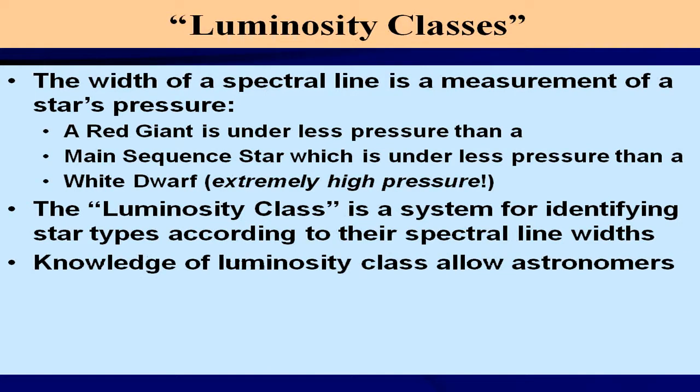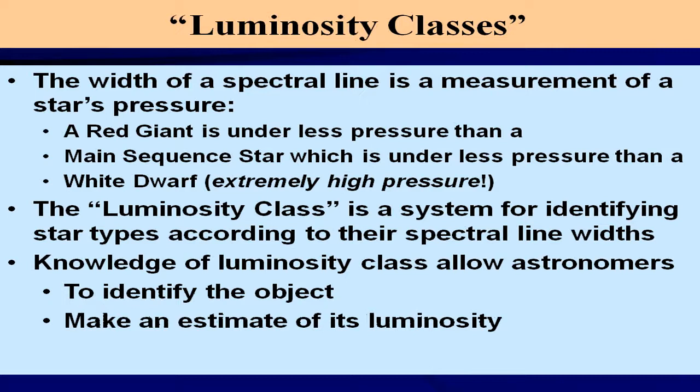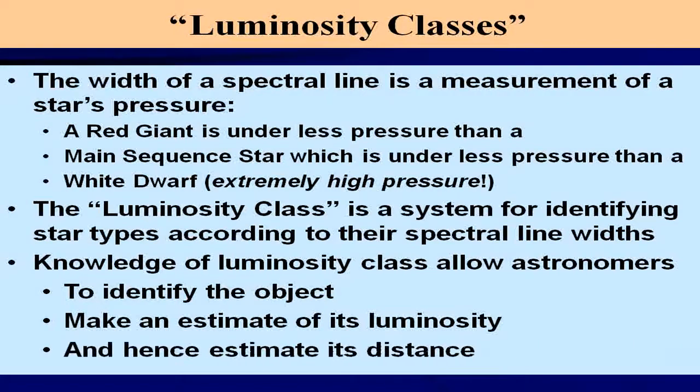Knowledge of the luminosity class would then allow astronomers to identify the object according to its size and luminosity, make an estimate of its luminosity, and hence, based on what kind of star it is and its luminosity, which gives us an idea of its size, then estimate its distance based on that. So this is a way to use spectroscopy to estimate its distance, as we hinted at in the previous lecture when we said that we can use a spectroscopic H-R diagram to estimate a distance to a star.